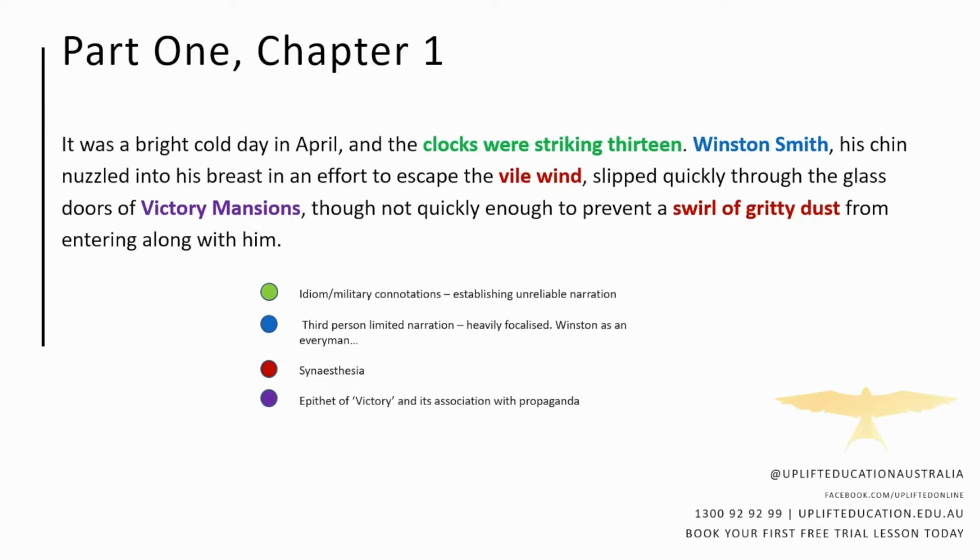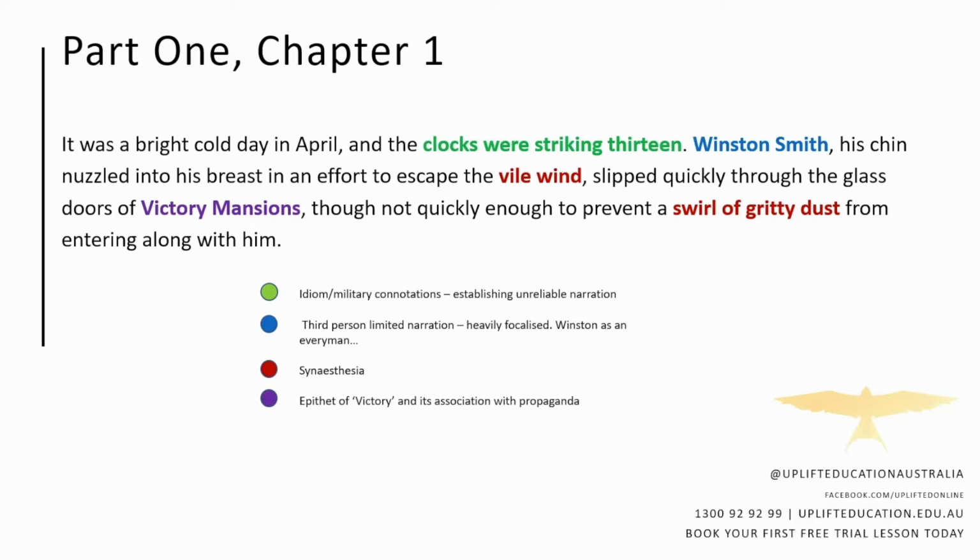If we keep going, in an effort to escape the vile wind, later on we get the mention of a swirl of gritty dust entering along with him. I've labelled this as synesthesia. So the idea that we're combining different forms of sensory imagery in order to get a really rich picture of the setting that is being constructed. So if we think of swirl of gritty dust, you're getting simultaneously this visual and tactile sensation, which informs our understanding of the setting. So there, again, we get this picture of urban squalor and quite an uninviting landscape, which again, we can link back to those ideas about the dystopian genre.